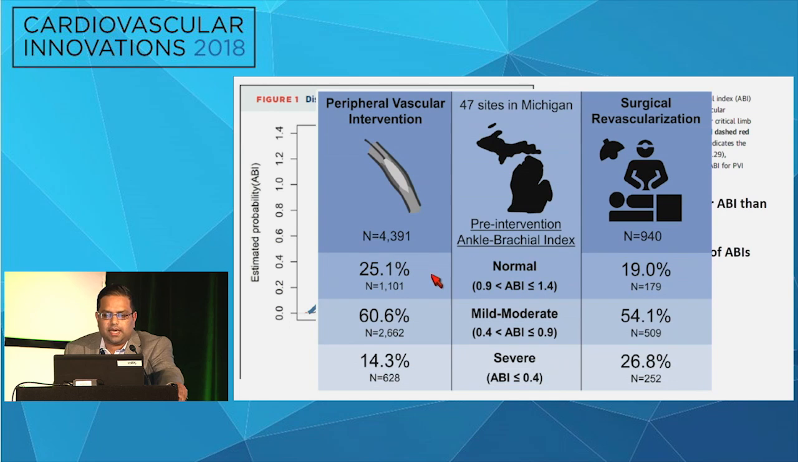When you actually break it down, and so when you look at categories of normal ABI, mild to moderate, or severe, you see that normal ABIs are about 20 to 25%, mild to moderate 50 to 60, and severe 14 to 20. So this really tells you that the vast majority of people in this large series have normal or mildly impaired ABIs, despite having critical limb ischemia.